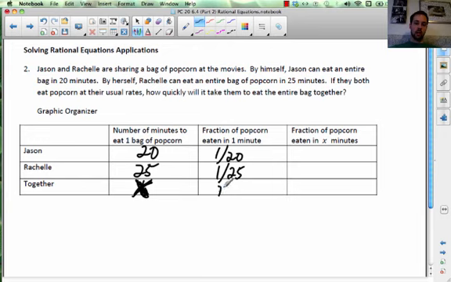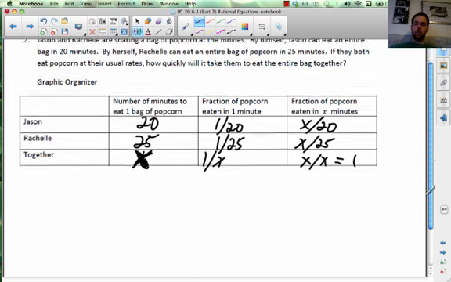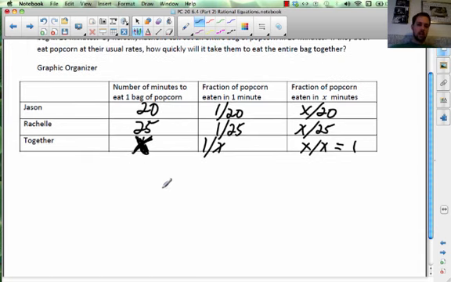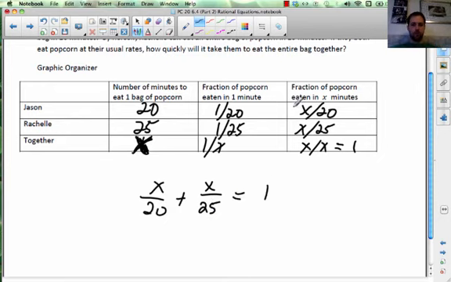And together they eat 1 out of X of the bag. Fraction of popcorn eaten in X minutes: Jason eats X out of 20. Rochelle eats X out of 25. Together, they eat X out of X. It takes them X minutes to eat the entire bag of popcorn. So that'll be 1. So, together, Jason plus Rochelle will eat 1 bag of popcorn.